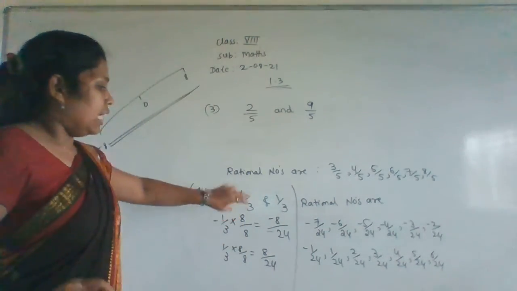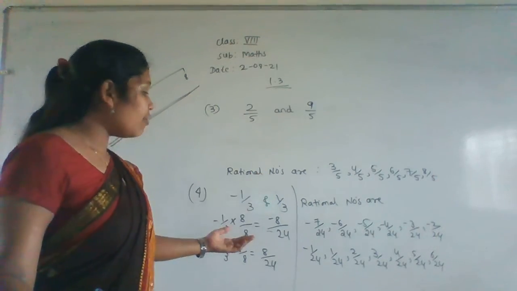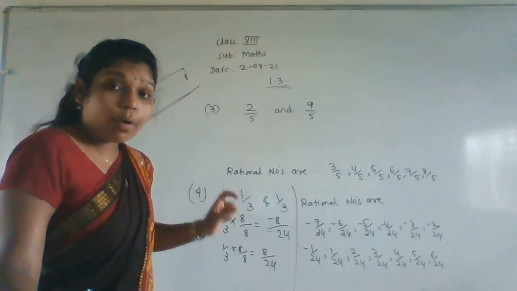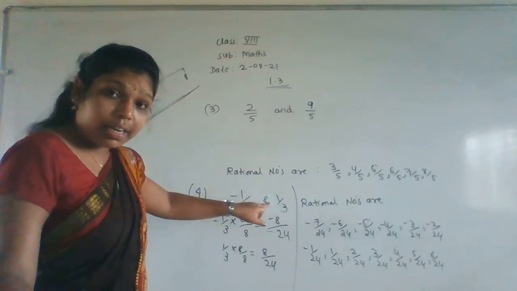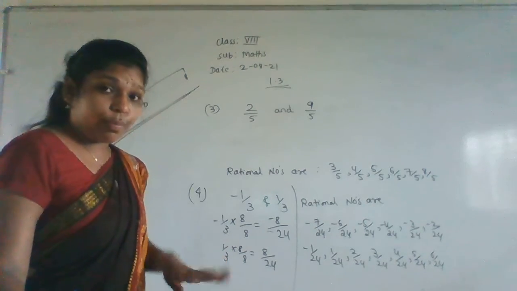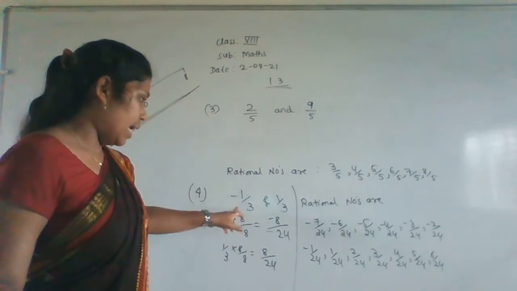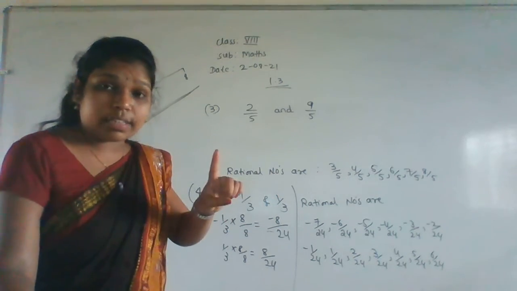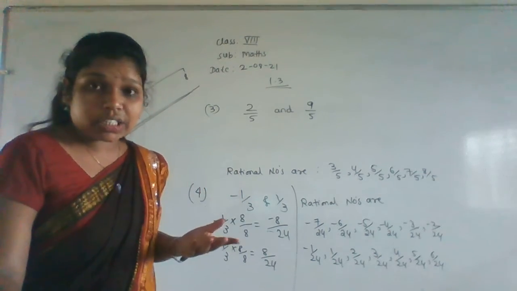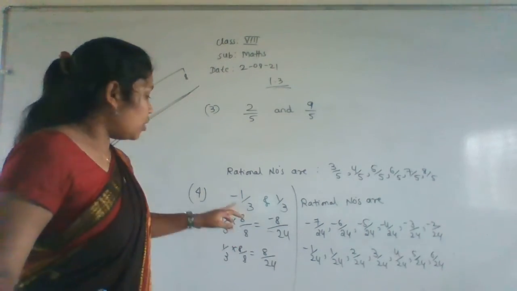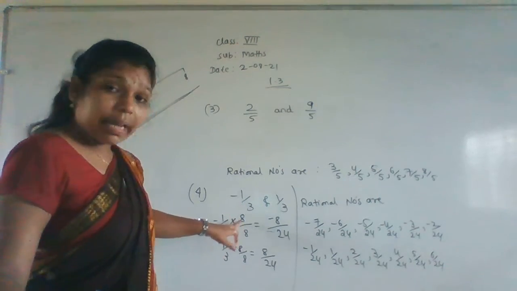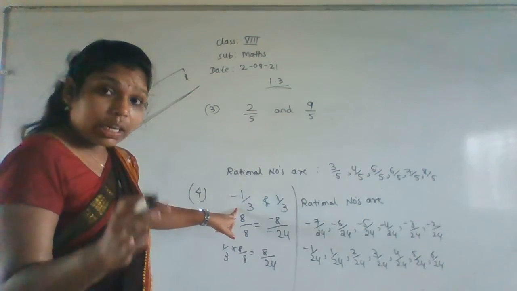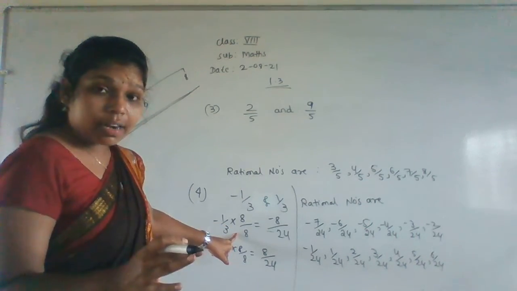Okay? So, if they give small rational numbers and we can't find numerator values in between, then we have to multiply the given rational numbers by some fixed value, both numerator and denominator. See here, minus 1 by 3 and 1 by 3. In between minus 1 and 1, only 0 is there. Right? So we can't write 10 rational numbers in between that. For that reason, just multiply minus 1 by 3 by 8 by 8. Whatever value you multiply to the numerator, you also multiply to the denominator. That is our thing here.